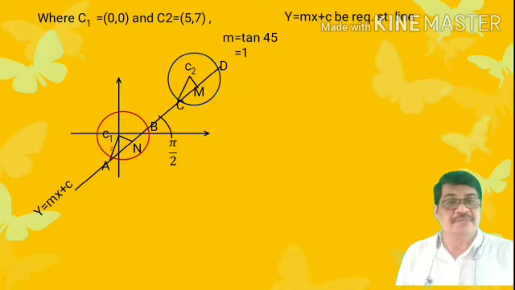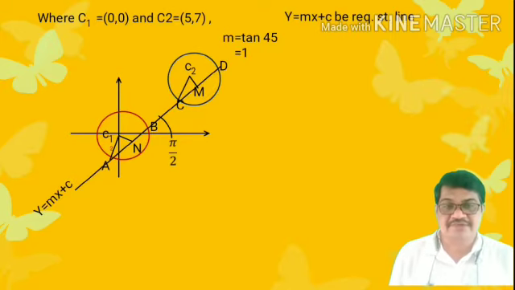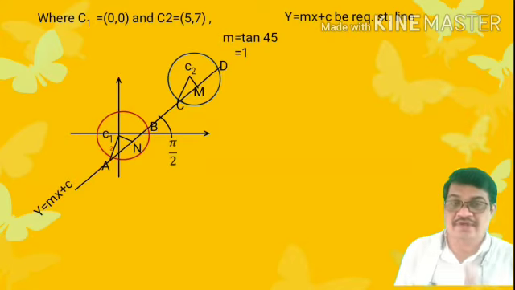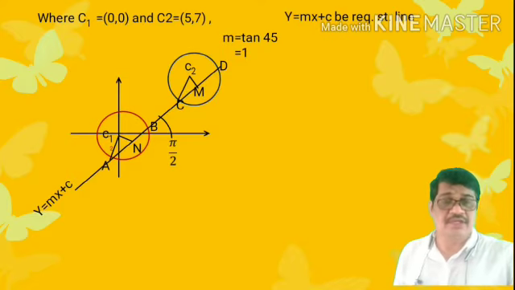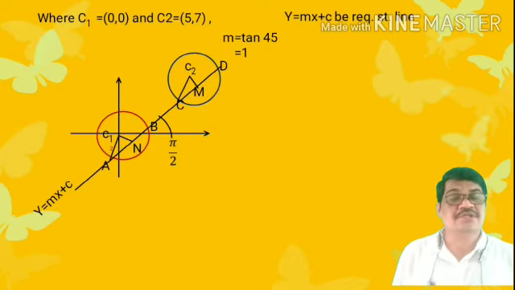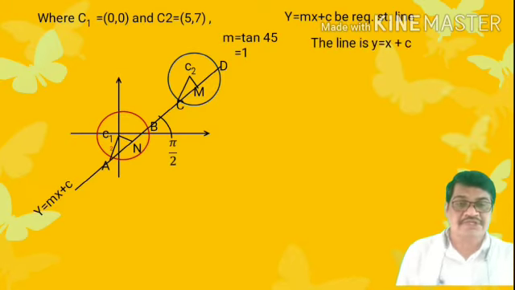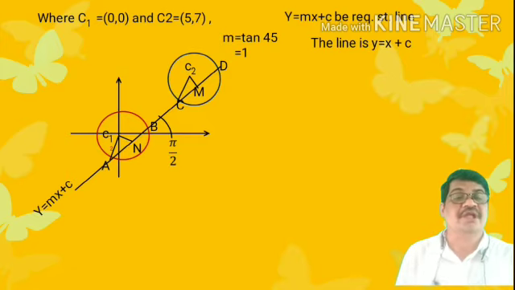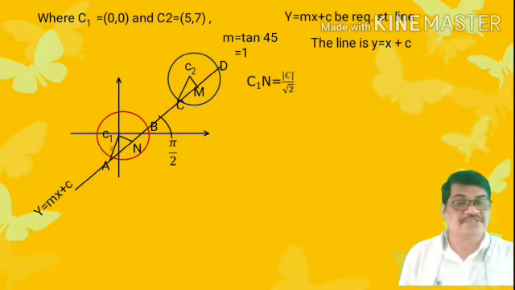Here this line makes 45 degrees with the x-axis, so m is equal to tan 45. What is tan 45? It is 1. So the slope of the required line is m is equal to 1. Next we substitute this m value in y is equal to mx plus c. Then the equation of the line is y is equal to x plus c.